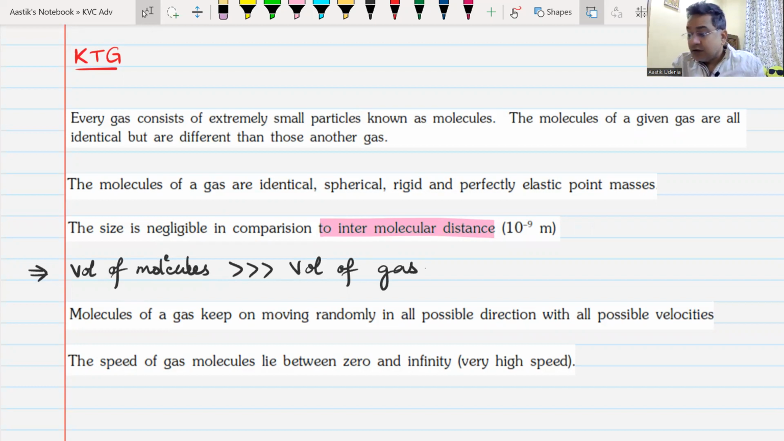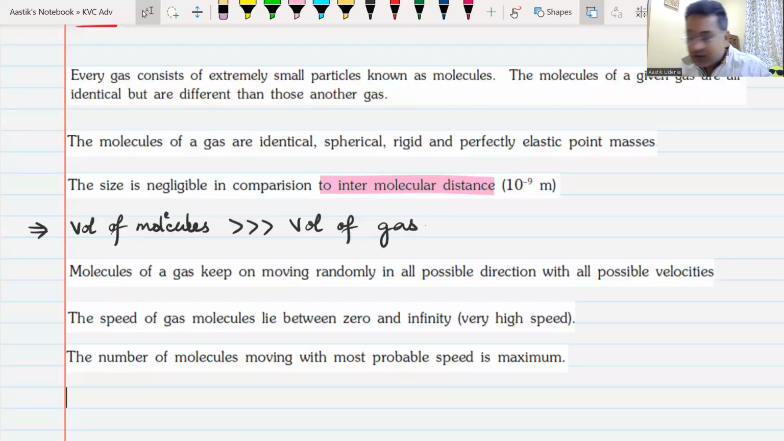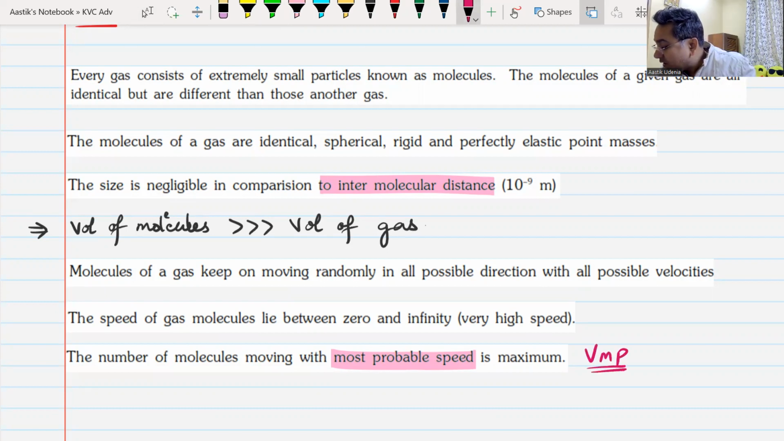Now, there is a speed known as the most probable speed. The most probable speed is the speed with which maximum molecules move. So, this is known as VMP. Most probable speed is the speed with which most of the, or the maximum number of molecules, are moving. Since they can have any speed from 0 to infinity, but most of the molecules are moving with one speed. The maximum number of molecules with whatever speed they move, that is known as the most probable speed.